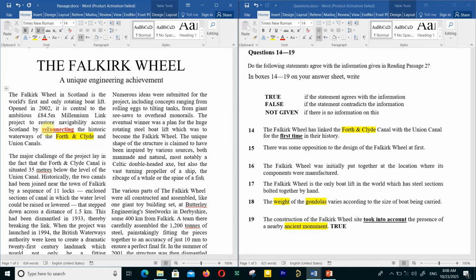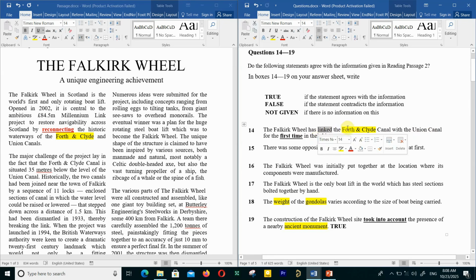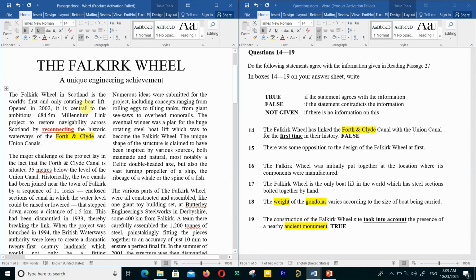means again. So this is not for the first time. It's about linking Forth and Clyde Canal with the Union Canal. It's not about the Falkirk Wheel, it's about linking. Be careful about this word here. And because this is reconnecting, it's not the first time. So the answer for this question is false. Be careful with that. Just one word is going to make this sentence false.